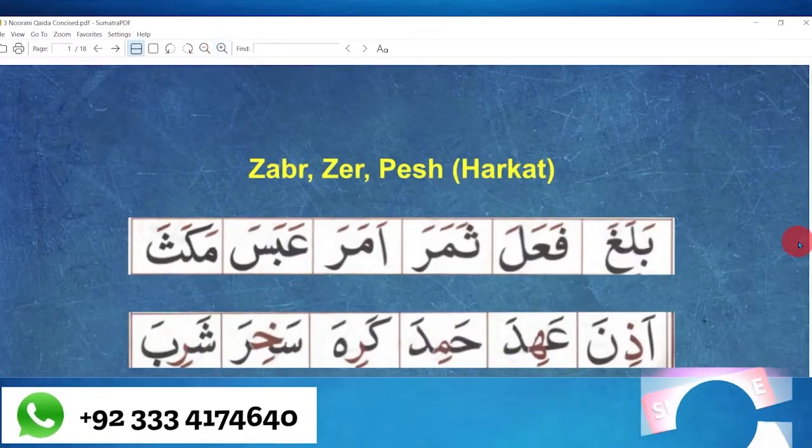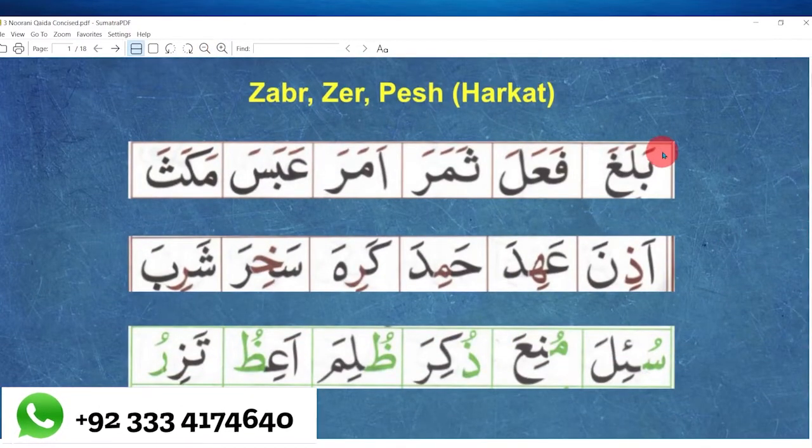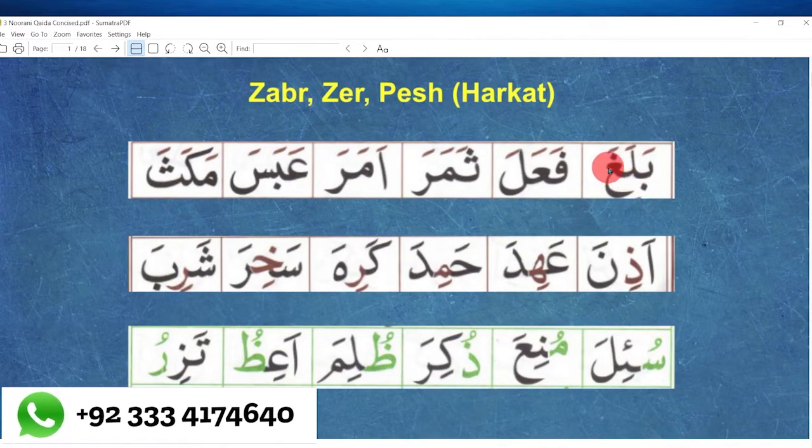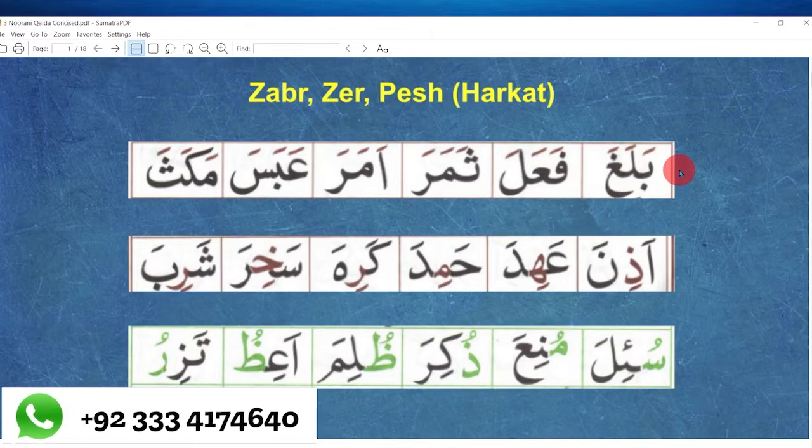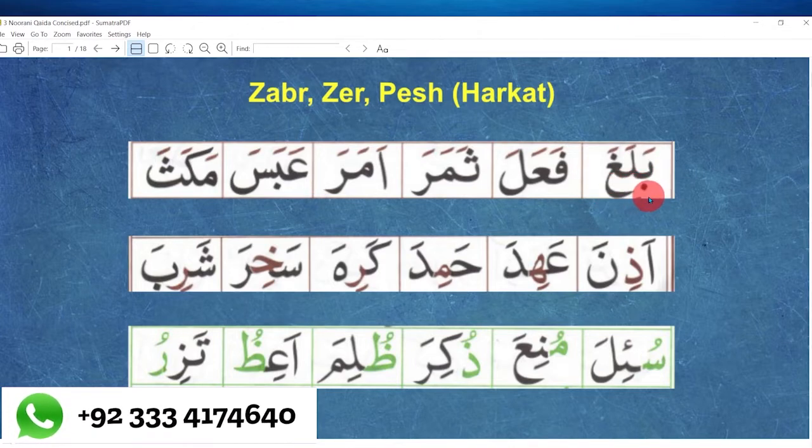So first of all we will learn about Zabar, Zair and Pesh. This line is called Zabar. The sound of Zabar is A. For example, Ba Zabar Ba, Lam Zabar La, Ghain Zabar Gha: Ba La Gha. Now we must not stretch the letters like this. That will be wrong. No stretching here.